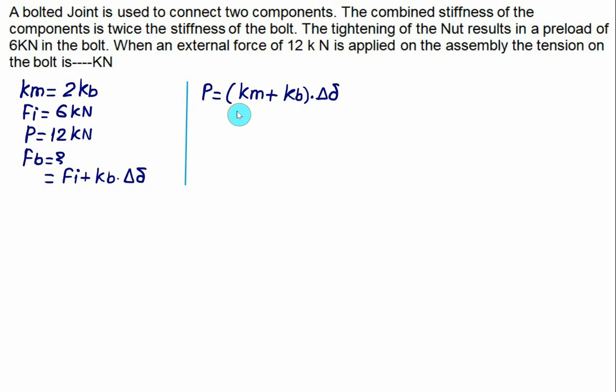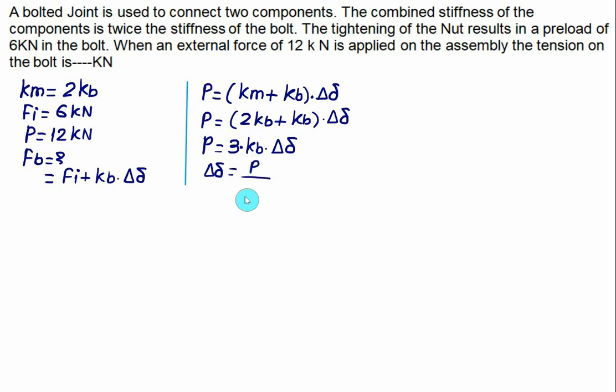In addition to this, he has given the value of Km equal to 2 times Kb. So we'll find out this answer in terms of Kb, so Kb will get cancelled. Km is replaced as 2 times Kb, plus we have the stiffness of the bolt multiplied by del delta. That is, P is equal to 3 times the stiffness of the bolt multiplied by del delta, or del delta is equal to P divided by 3 times the stiffness of the bolt. So we'll put this value in equation 1.